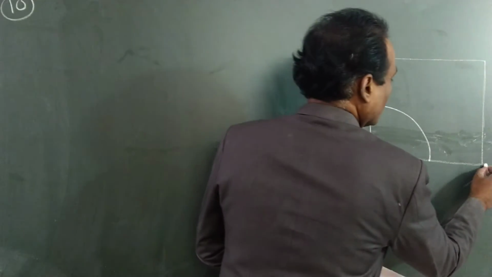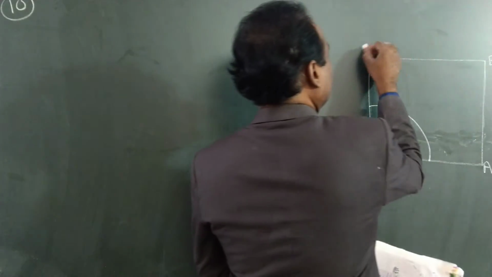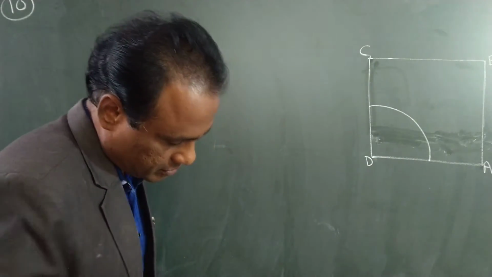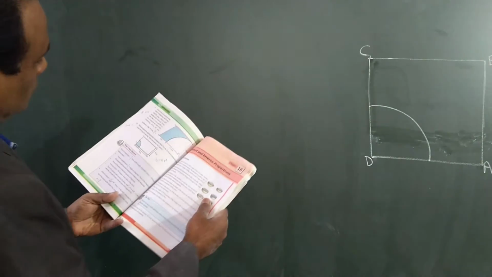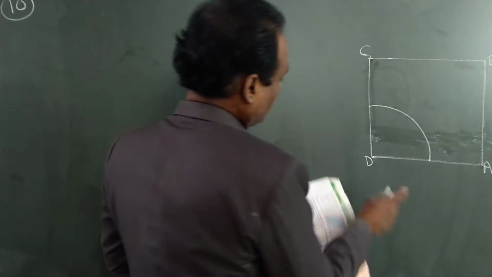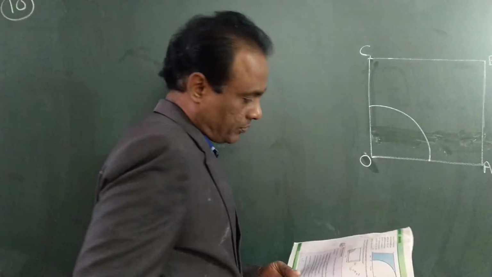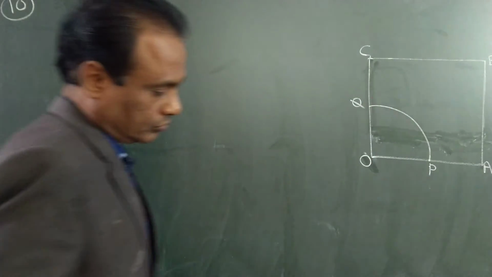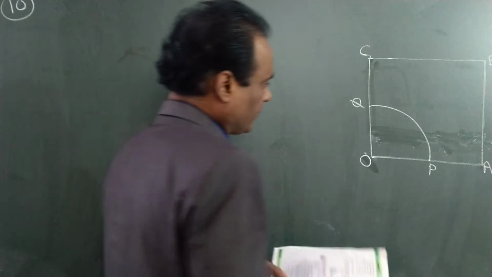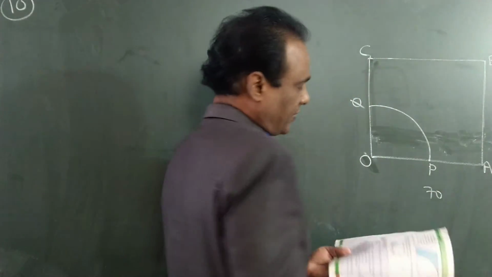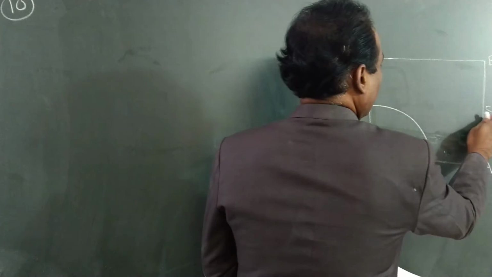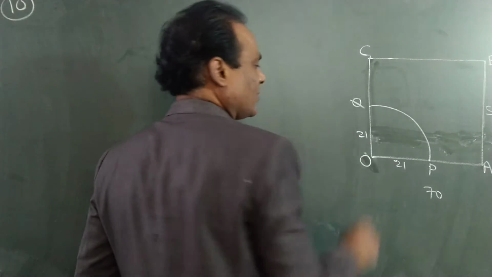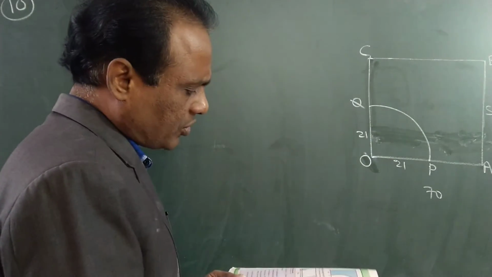A, B, C, D. This is not given as D, this is given as P, O, P, Q. So this is the diagram and this is given as 70, this is given as 52. See that figure, this is given as 21, this is given as 21, same textbook diagram you draw.